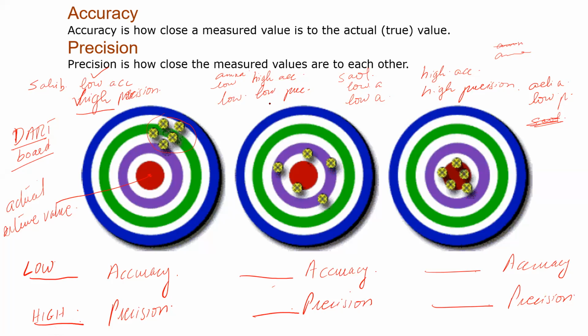And Sahib, you said high accuracy and low precision. Can you explain why?